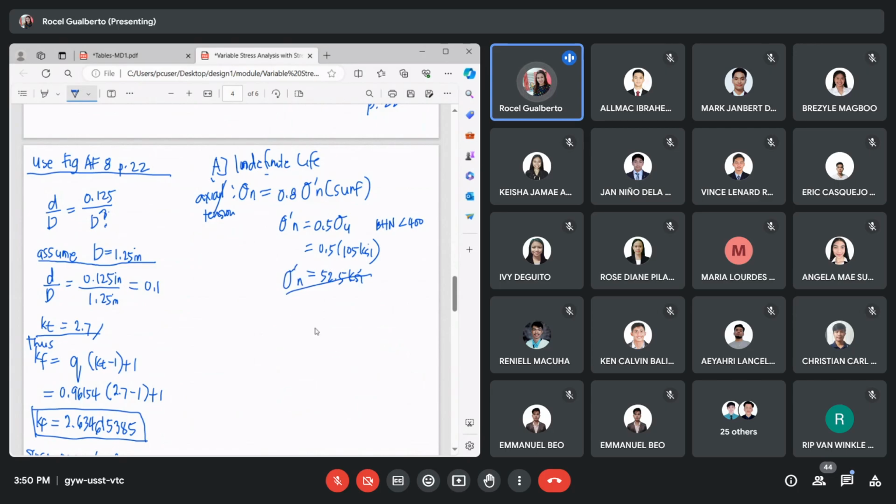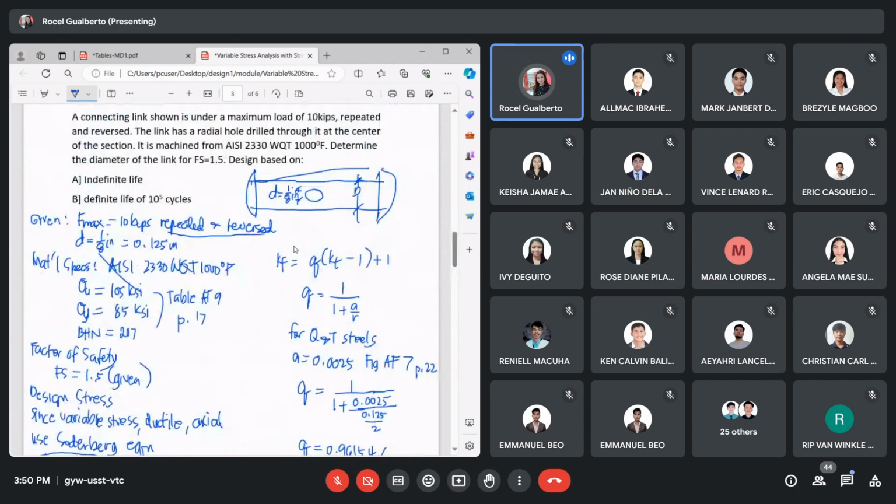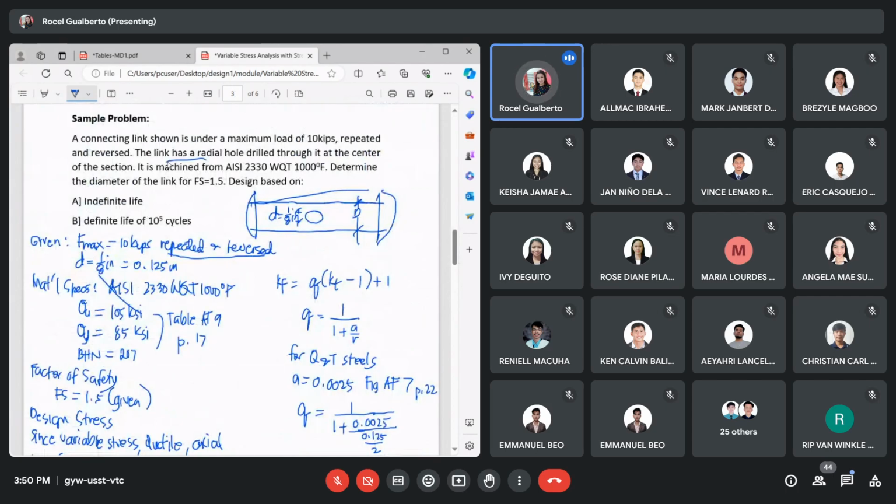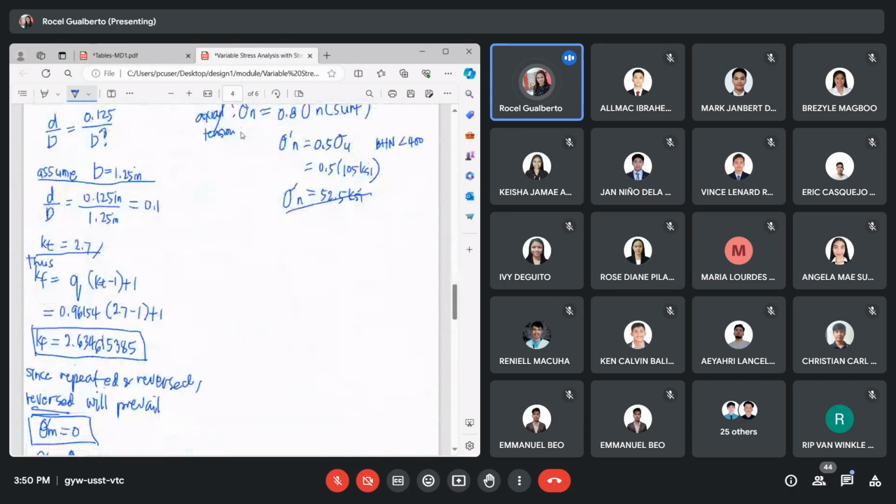And then for your value of the surface factor, we should know the type of surface. Ano pong sabi doon? It is machined from 2330. So we have here a machined surface.